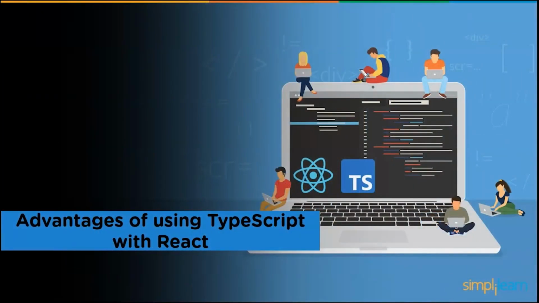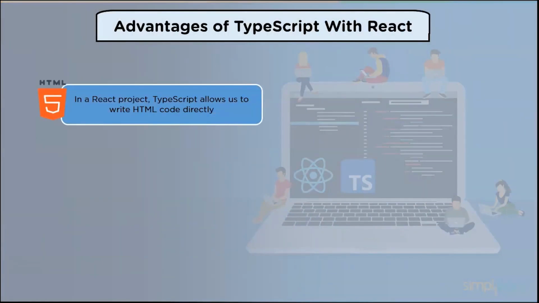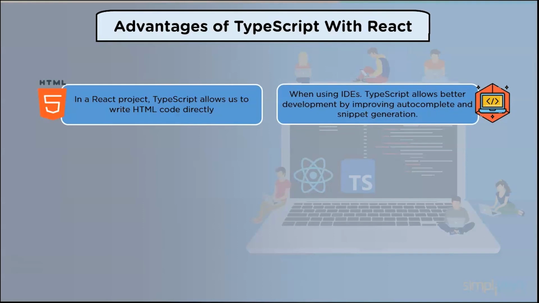Advantages of using TypeScript with React. In a React project, TypeScript allows us to write HTML code directly. TypeScript delivers superior intelligence and code completion for JSX when used with React. JavaScript XML is abbreviated as JSX. When using IDEs like Visual Studio, Visual Studio Code, Atom, WebStorm, Eclipse, and others, TypeScript comes in handy. This allows better development by improving autocomplete and snippet generation.